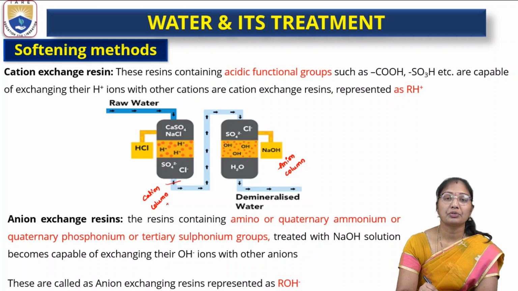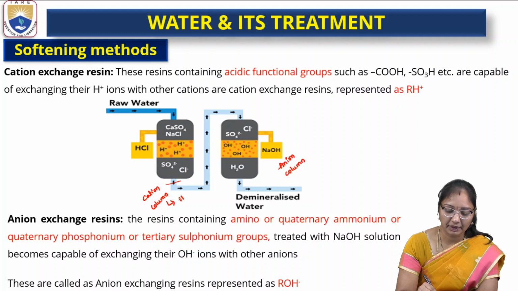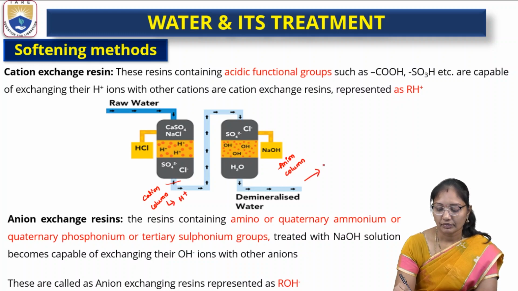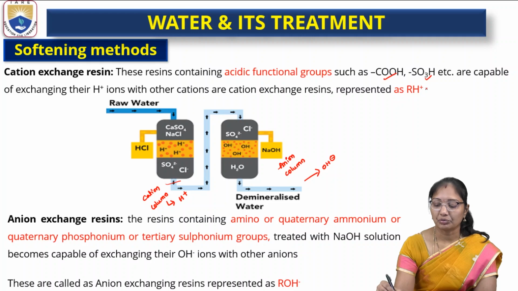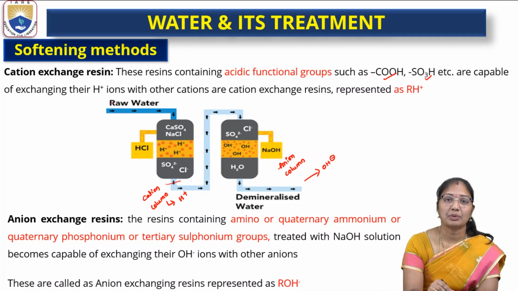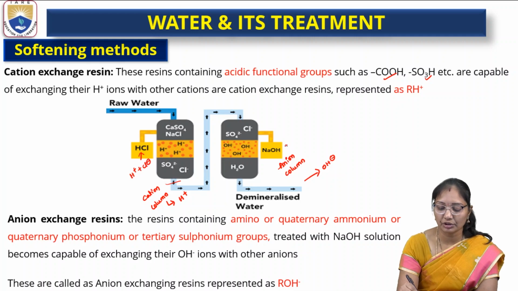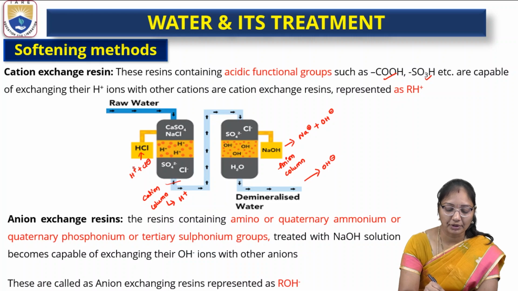So the ions produced are cations, meaning H plus, and OH minus. So this is the difference between these columns. These contain acidic functional groups like carboxylic acid and SO3H, and exchange their H plus ions. So the continuous H plus, mineral acid H plus Cl minus ions are formed. Here, sodium hydroxide Na plus OH minus ions are formed.